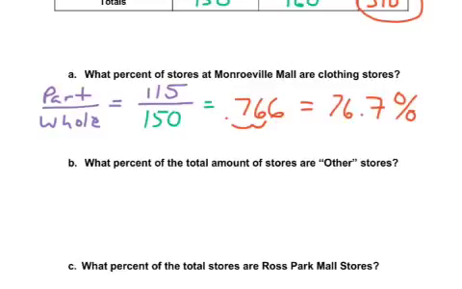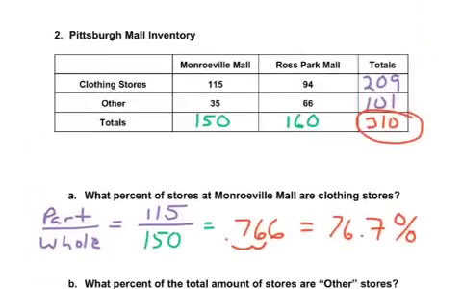Okay, so let's look at question B. Question B asks, what percent of the total amount of stores are other stores? So again, let's write our ratio down here, part to whole or total. Let's write total down here this time. So the first thing we want to know is, what are the total amount of other stores? Well, to find that, we are going to look at the other row.